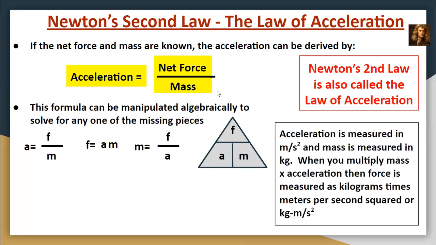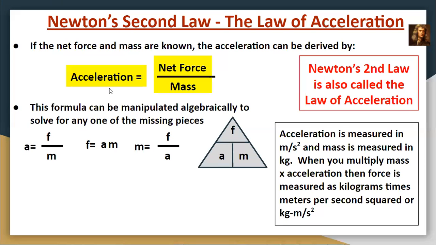Acceleration is measured in meters per second squared, and mass is measured in kilograms. Okay. So when you multiply mass times acceleration, then force is measured as kilograms times meters per second squared, or kilograms per meters per second squared. So this is the SI unit, okay, that you're going to use.